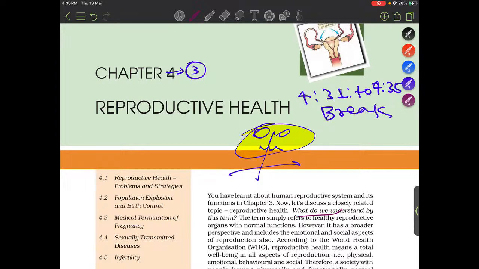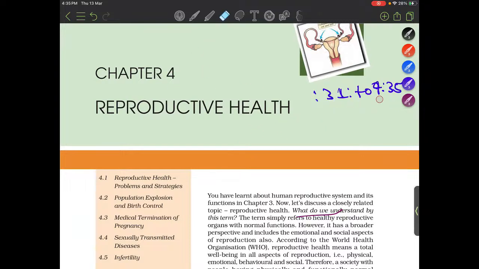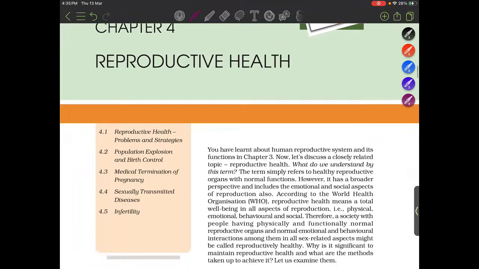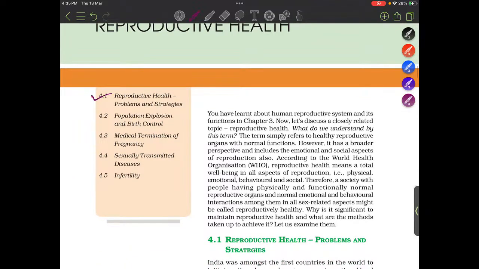Let's start reproductive health. 4.1, reproductive health problems and strategies. 4.2, population explosion and birth control. 4.3, medical termination of pregnancy. 4.4, sexually transmitted diseases. 4.5, infertility.